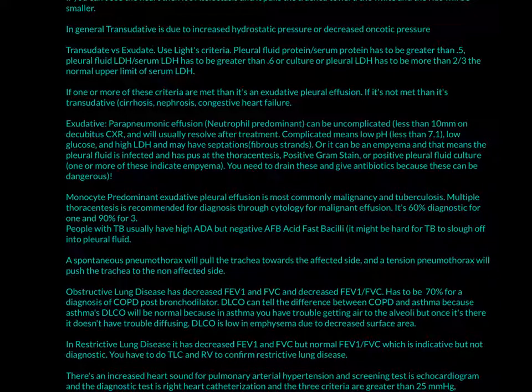People with TB usually have a high ADA, the enzyme, but they have a negative AFB, acid-fast bacilli, because a theory is that it's hard for the TB to slough off into the pleural fluid, and that's why it tests negative. And I'll continue in the next video.